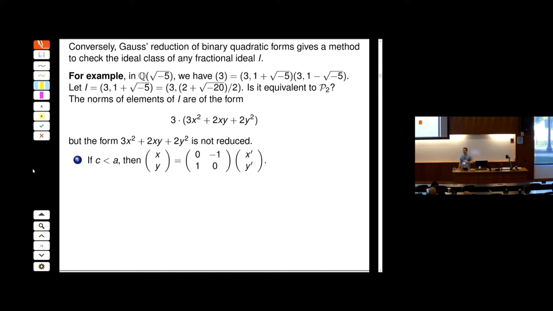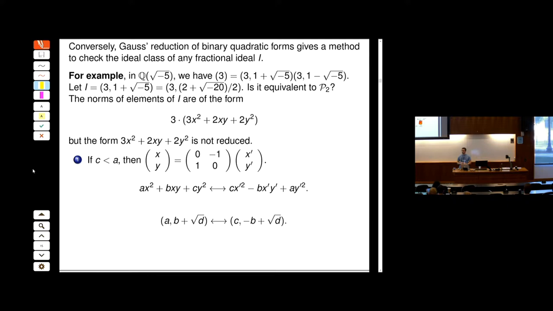Okay, so what is this actually doing? That change of variables changes one quadratic form into another in that way. It's essentially swapping C and A, the coefficients of x squared and y squared, and flipping the sign of the middle. And what is that doing in terms of ideals? Now we know that the one on the left is related to norms of elements of the form a, b plus square root of D in that ideal. The right-hand side is related to norms of elements in the ideal generated by C and minus b plus the square root of D.